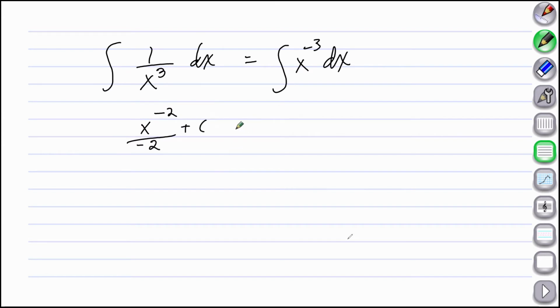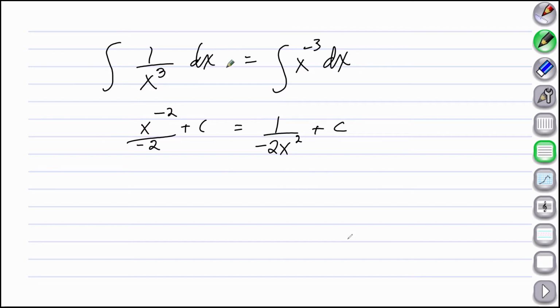And then we could bring this down. This would be 1 over negative 2. You could leave the negative on the bottom. We usually bring it up to the top, but you could leave it like this. It would be okay. You know, 1 over negative 2x squared, plus c. Write the answer that way. Or you can move the negative sign to the middle.